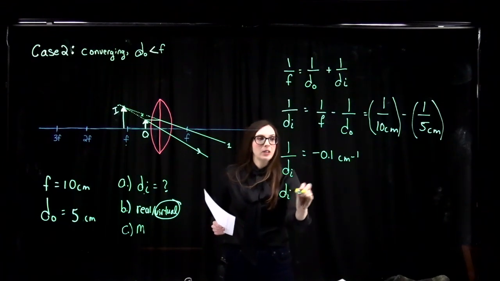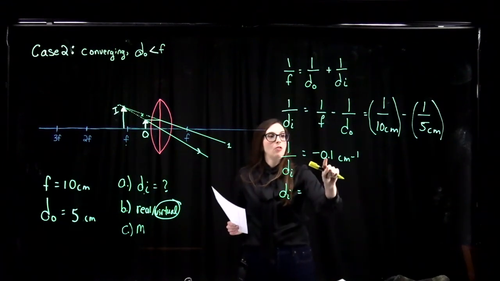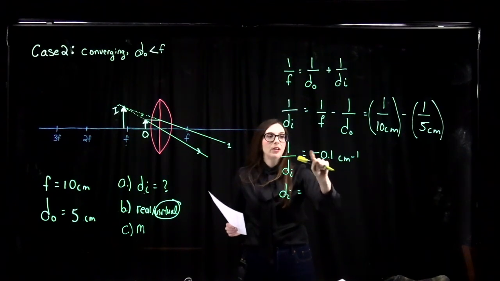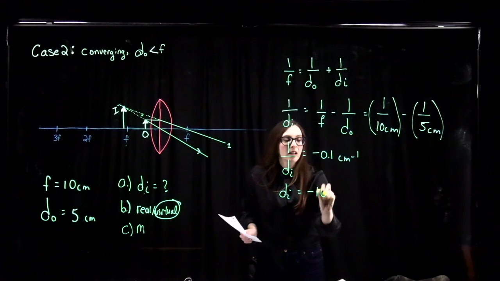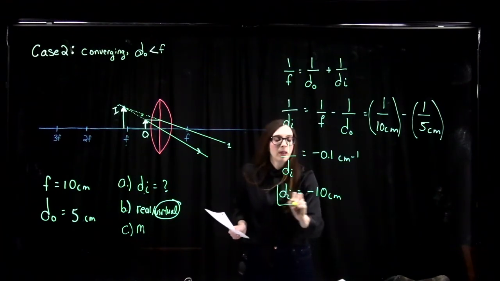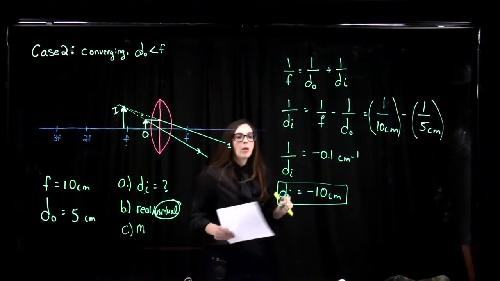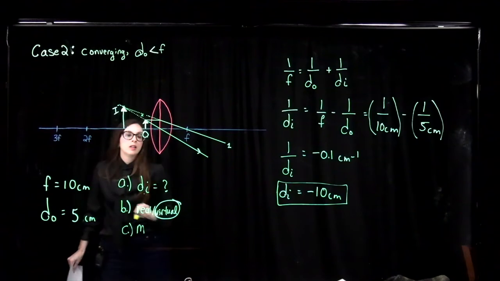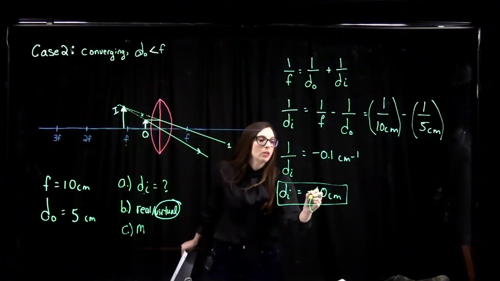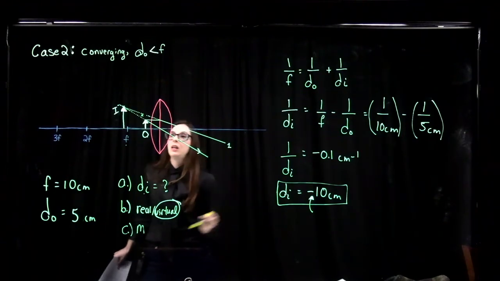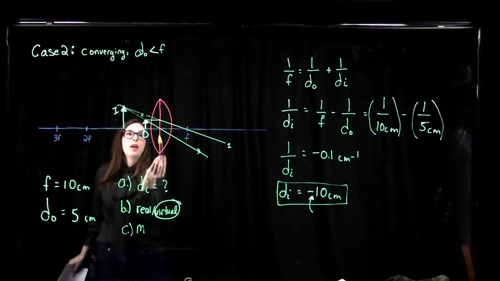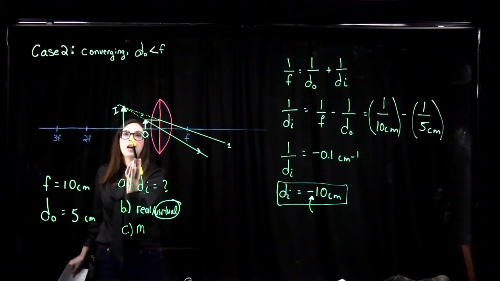So we take the inverse of both sides in order to get di. So di is equal to the inverse, 1 over negative 0.1, negative 1 over negative 0.1, and then that's minus 10 centimeters. Okay, so the minus sign means that my image is going to appear on the same side of the lens as my object. So that minus sign means that my image is going to be 10 centimeters away from the lens on the same side as the object.